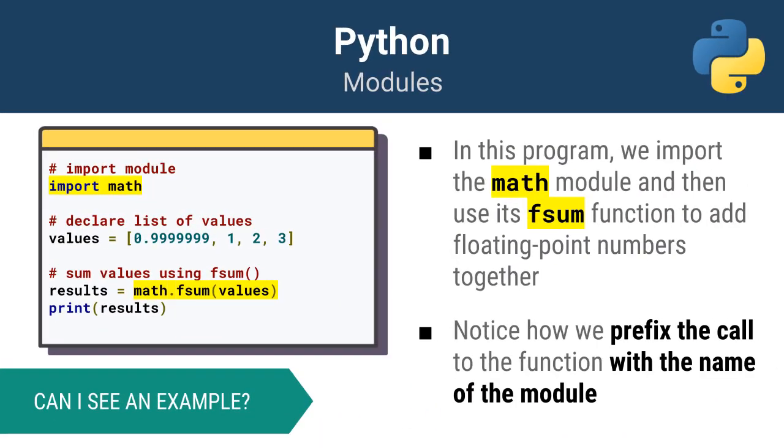Time to get some practice by writing a simple program that uses a module. In this program, we import the math module and then use its fsum function to add a list of numbers together. First, we import the module, and then we use it later on in the code to do arithmetic for us. Notice how the call to the function we are using from the math module, fsum, is prefixed by the name of the module, math.